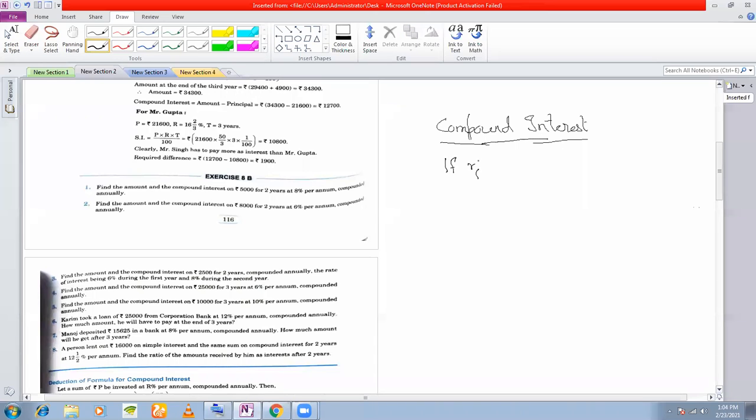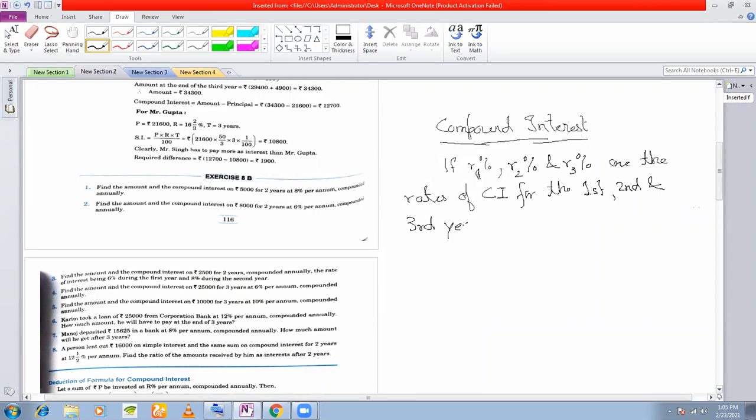If R1% and R2% and R3% are the rates of compound interest for the first, second, and third year respectively, then we say amount is equal to principal into 1 plus R1 by 100 into 1 plus R2 by 100 into 1 plus R3 by 100.